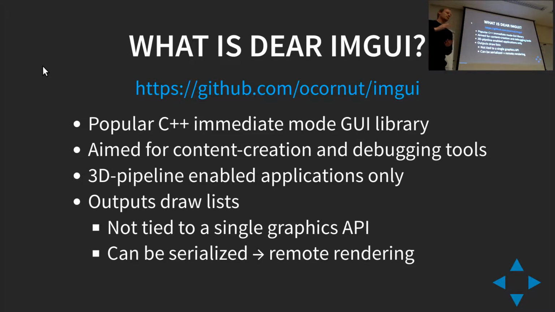Maybe not so much for the kind of interface that a normal user would see, but it's not impossible to use it for that. It's aimed for applications that have a 3D pipeline. That doesn't mean 3D graphics necessarily, just that the application or game is using some kind of modern graphics API, such as OpenGL. On the other hand, Dear IMGUI is not tied to a single graphics API.